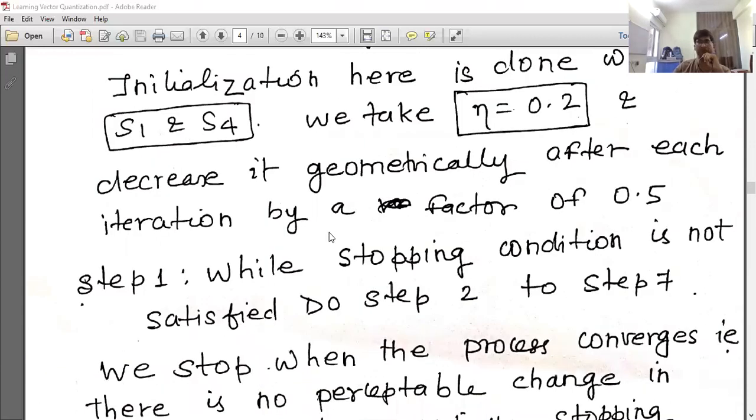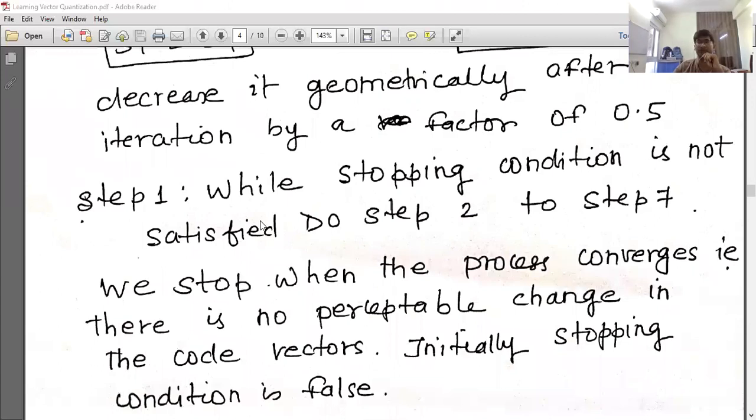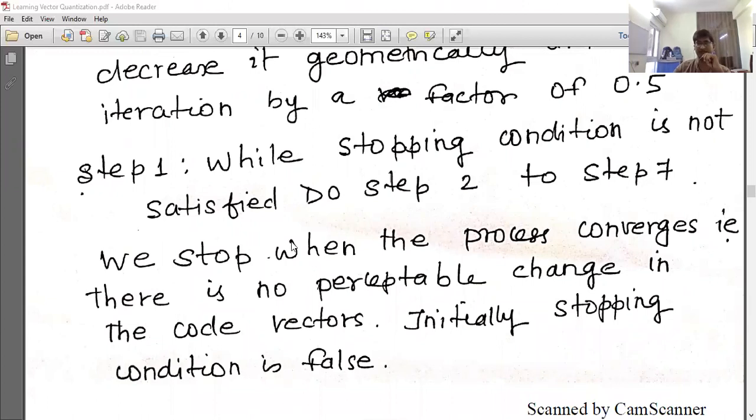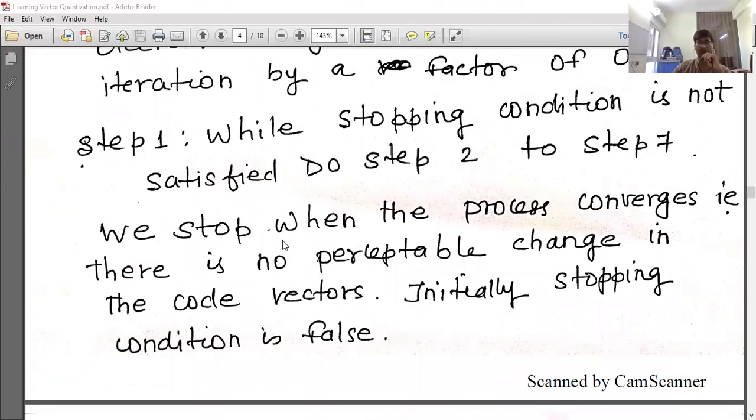Now, the first step of the algorithm is we have to decide the stopping condition criteria, right? So the stopping condition criteria over here is that we stop when the process converges. So convergence takes place when there is no perceptible change, or when the change from one epoch to the next epoch in terms of the code vector, that is, when the code vectors stop changing their values. That is a stage when I would decide that this would end, or this would be the stopping condition, or this would be the convergence stage.